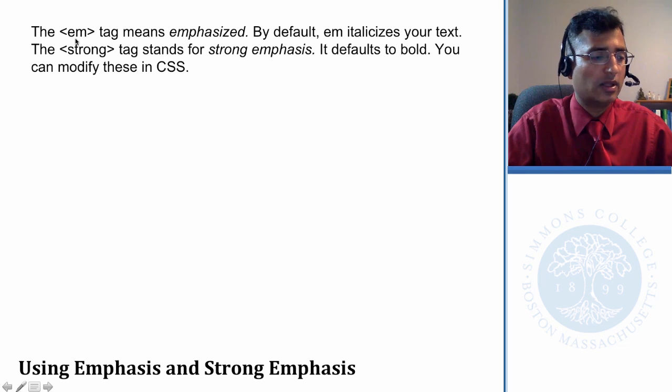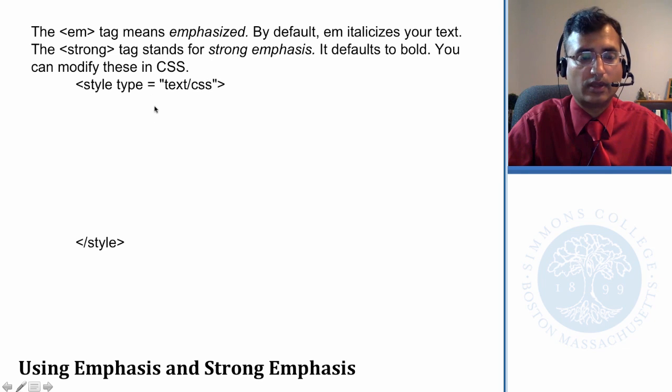So here the EM tag means emphasized, and this by default italicizes your text, and the strong tag stands for strong emphasis, and it defaults to bold. And if you want, you can modify these in CSS.